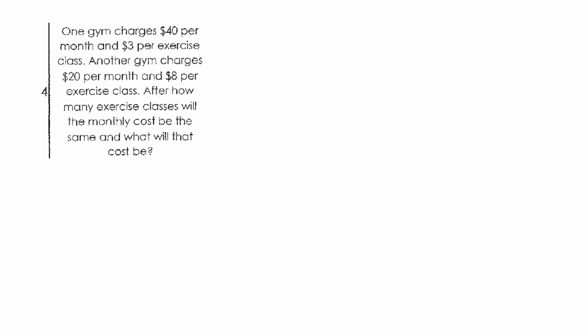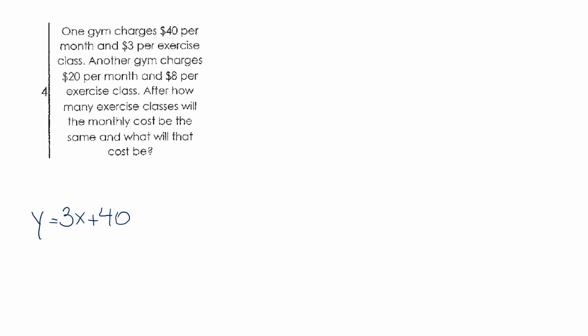So let's just take your first sentence, and we're going to use x and y as our variables. But we're not thinking about the system of equations at this moment. Just think about what it was like if you had initial value and rate of change. So that would start out with one gym charges $40, so that would be y equals $40 would be my initial value, and then $3 per exercise class. So that's my rate of change. That's what changes depending on how many classes you take.